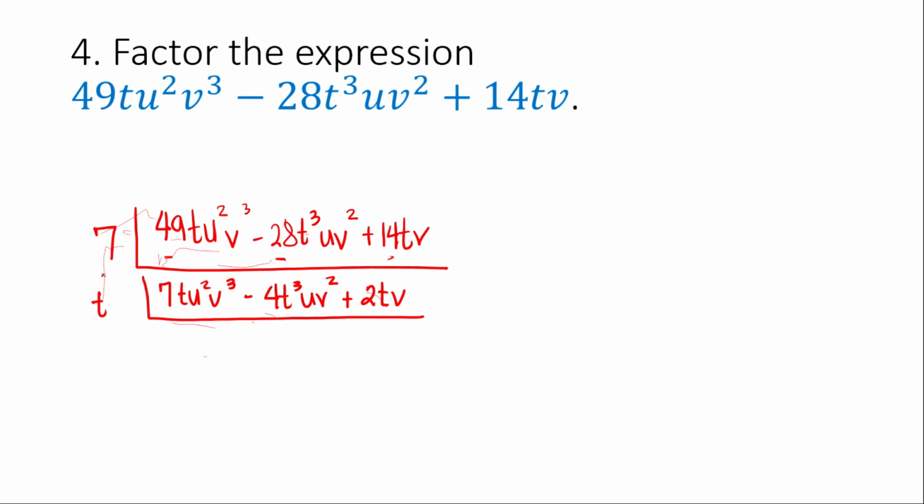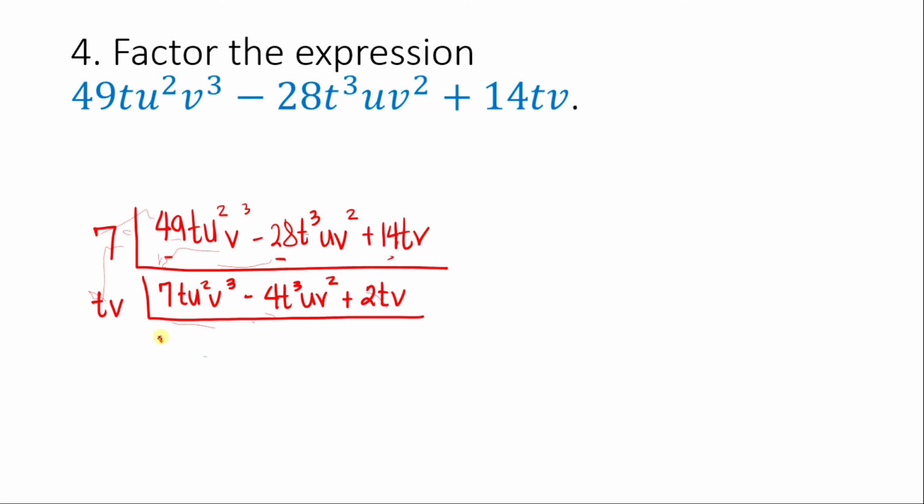Okay? Check kung lahat ay may u. Wala sa pangatlo, so we are not going to factor out any u. And then, v. Meron, v cubed, v squared, and v. The one with the least exponent is v to the first power, so v lang siya. So we factored out tv. And then divide each term by that tv.